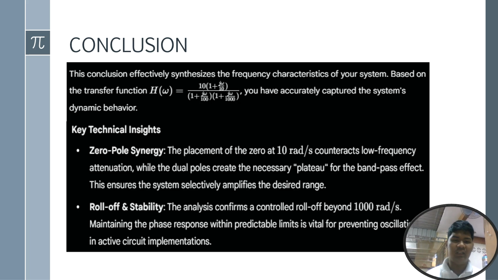For the key technical insights, zero-pole synergy: the placement of the zero at 10 radians counteracts the low frequency attenuation, while the dual poles create the necessary plateau of the band-pass effect. This ensures the system effectively amplifies the desired range. Roll-off and stability: the analysis confirmed a controlled roll-off beyond 1000 radians. Maintaining the phase response within predictable limits is vital for preventing oscillations in active circuit implementations.